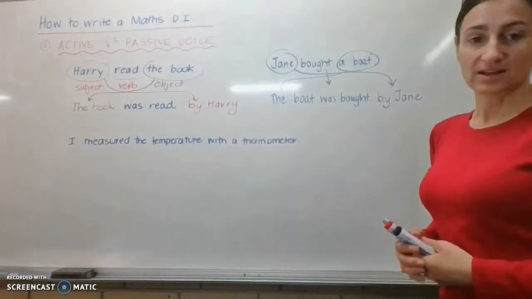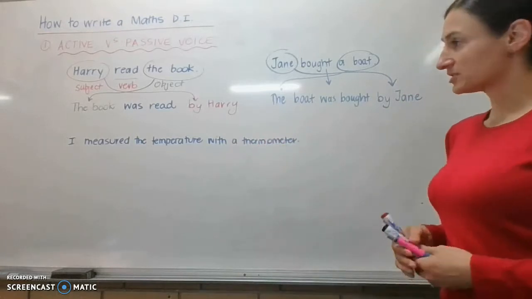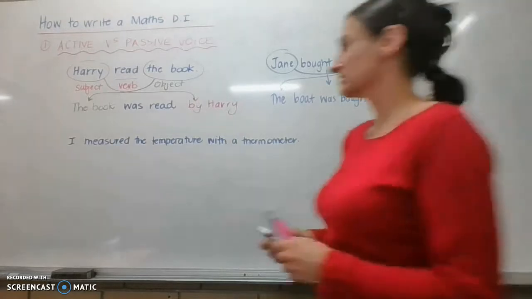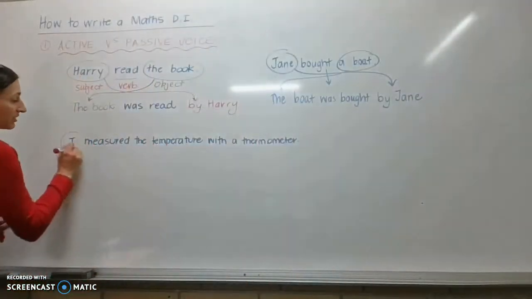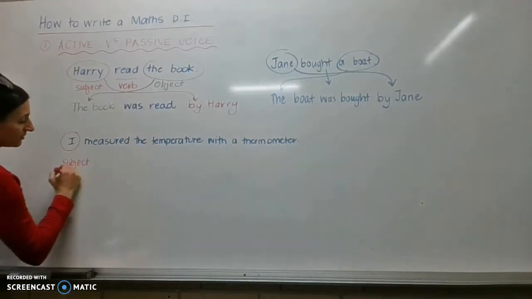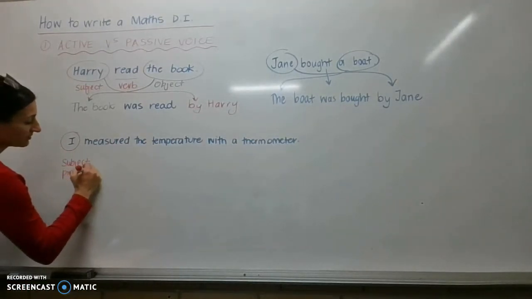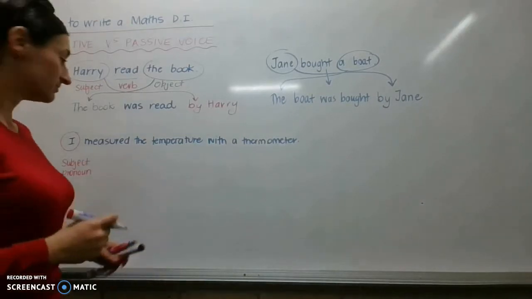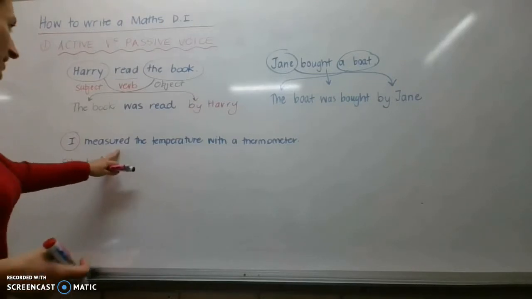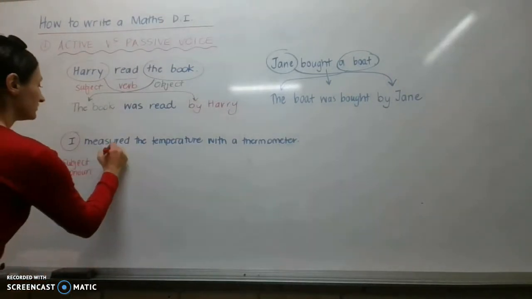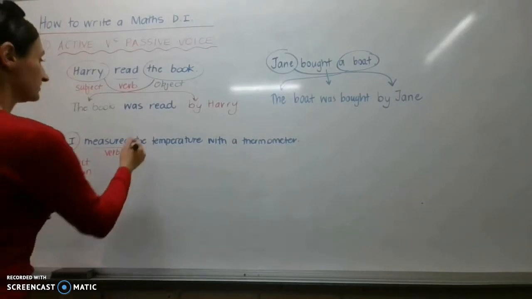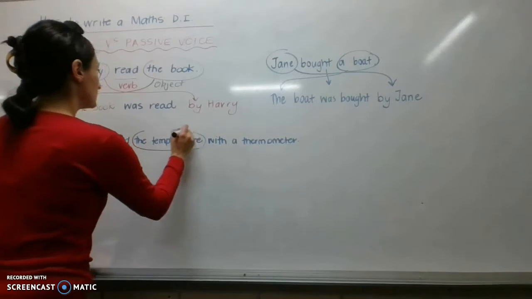If I use the next example, I have I measured the temperature with a thermometer. The subject of this sentence, the person doing the action, is this pronoun. In fact, this is called a subject pronoun because it's telling me who did the action without actually specifying who the I is. The action was measured, and the thing I measured, the object, was the temperature.